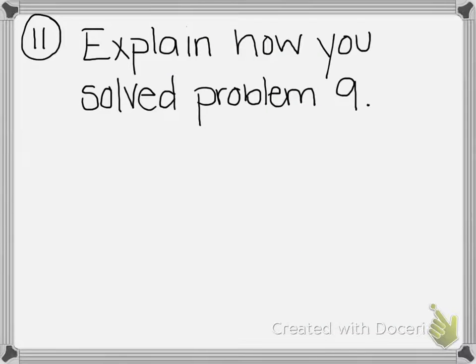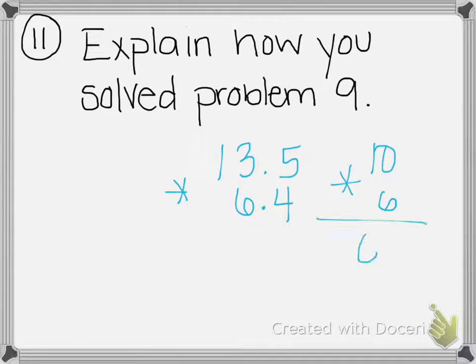Number 11 says explain how you solved problem 9. So looking at problem 9 again, it is 13 and 5 tenths times 6 and 4 tenths. So just like we did, we rounded first. So first you have to estimate. I estimated 13 and 5 tenths to 10 and 6 and 4 tenths to 6. So once you figure that out, you know your answer is going to be around 60.